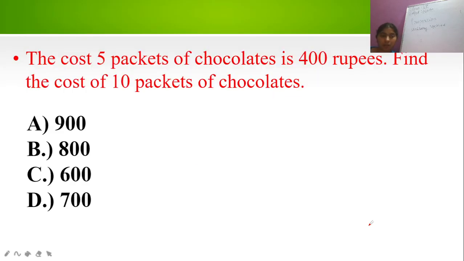Okay. So see, students, I have one more question for you. The cost of 5 packets of chocolate is rupees 400. Then you have to find the cost of 10 packets of such chocolates. Okay. So there are 4 options containing one answer. So choose the correct answer, which is the best answer for this question. Yes, write down your answer in the comment box.